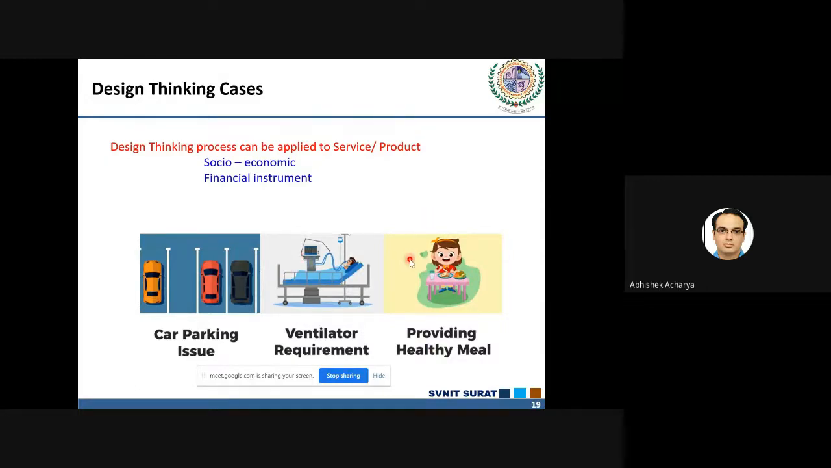This is again a socio-economic problem: providing a healthy meal to students in villages which are very far away from the cities, in order to attract the students. What could be a better strategy to attract students to those schools in the villages? All those kinds of problems can be addressed by deploying the process of design thinking.